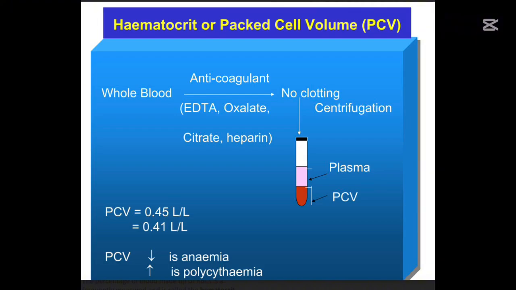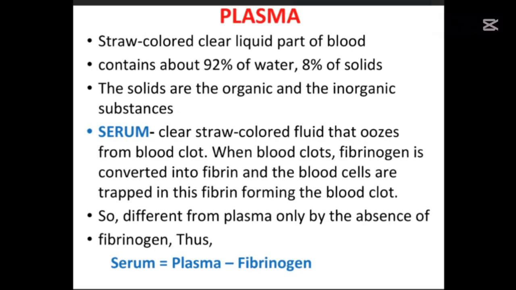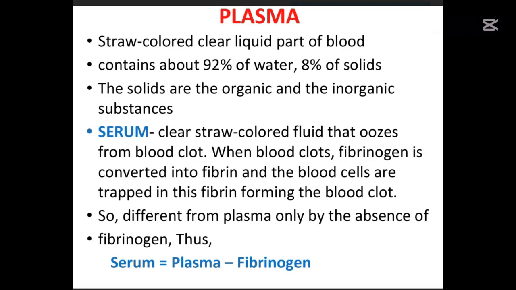But if you are getting a serum, it is just the same way, except that when you take a sample of blood, put it inside a test tube, you don't add anticoagulant. If you do not add anticoagulant, what happens? It will clot. And if it clots, you get a straw-like fluid again, but now you are getting it from the clotted sample. So that fluid is what we call serum.